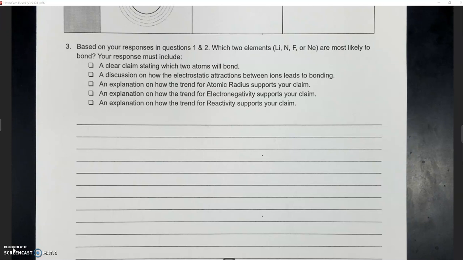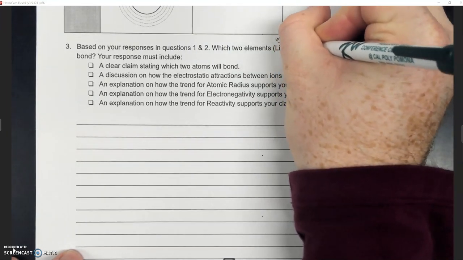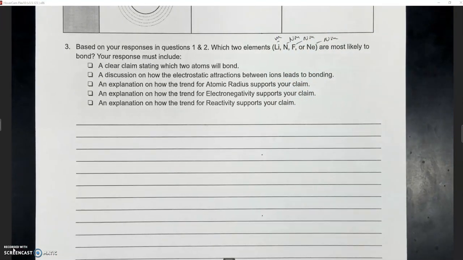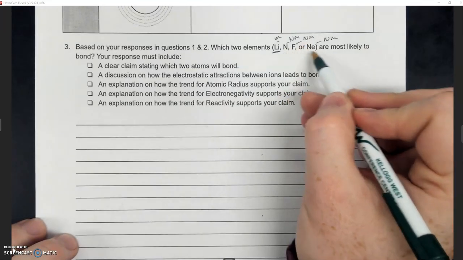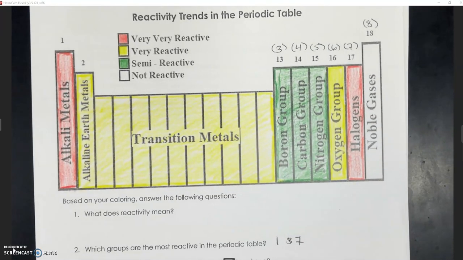And I can tell you right now, it is going to be the metal and the non-metal. I gave you a metal, and the rest are nonmetals. Which two are most likely to bond? Well, it's definitely going to be this one, because that's the metal, and then it's going to be one of these nonmetals, but which nonmetal do you choose? You choose the most reactive one. That's when you have to come back to this chart, okay?